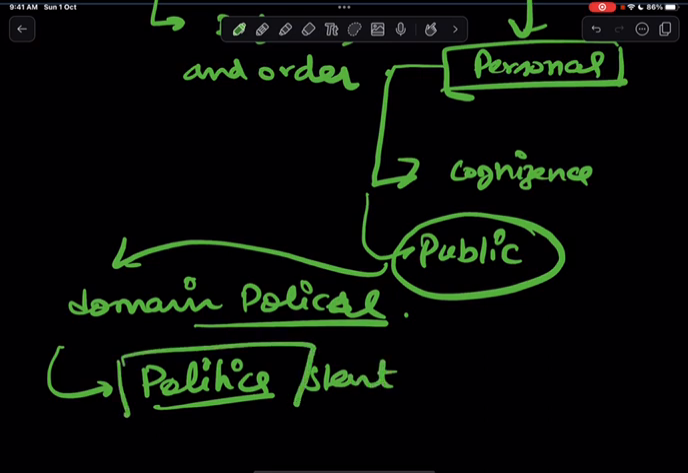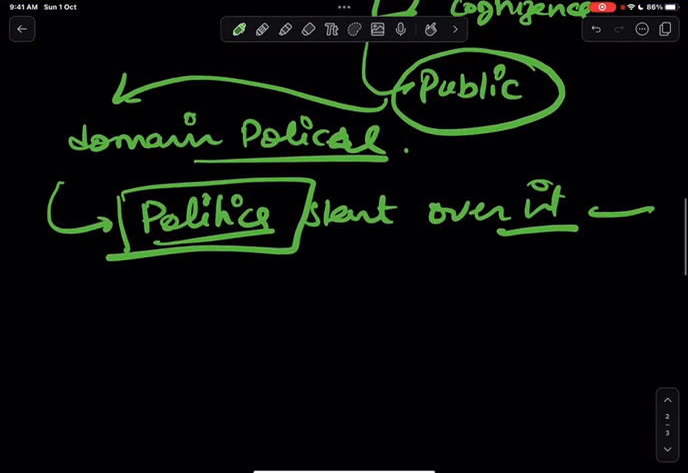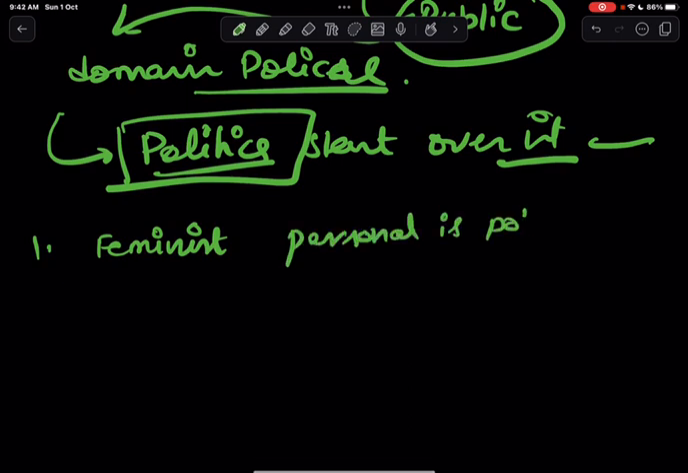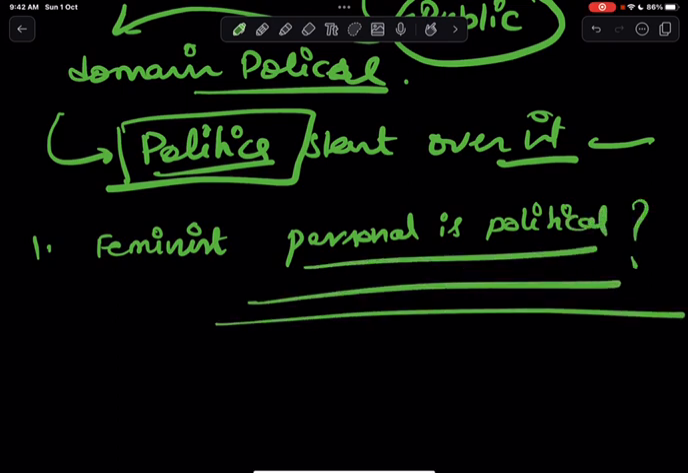And I'll tell you what kind of politics starts over it. You understand it, right? Now you have got some understanding of what is political and what is personal here. Now I'll give you one example that will make things clear. There are feminists who say, personal is political.